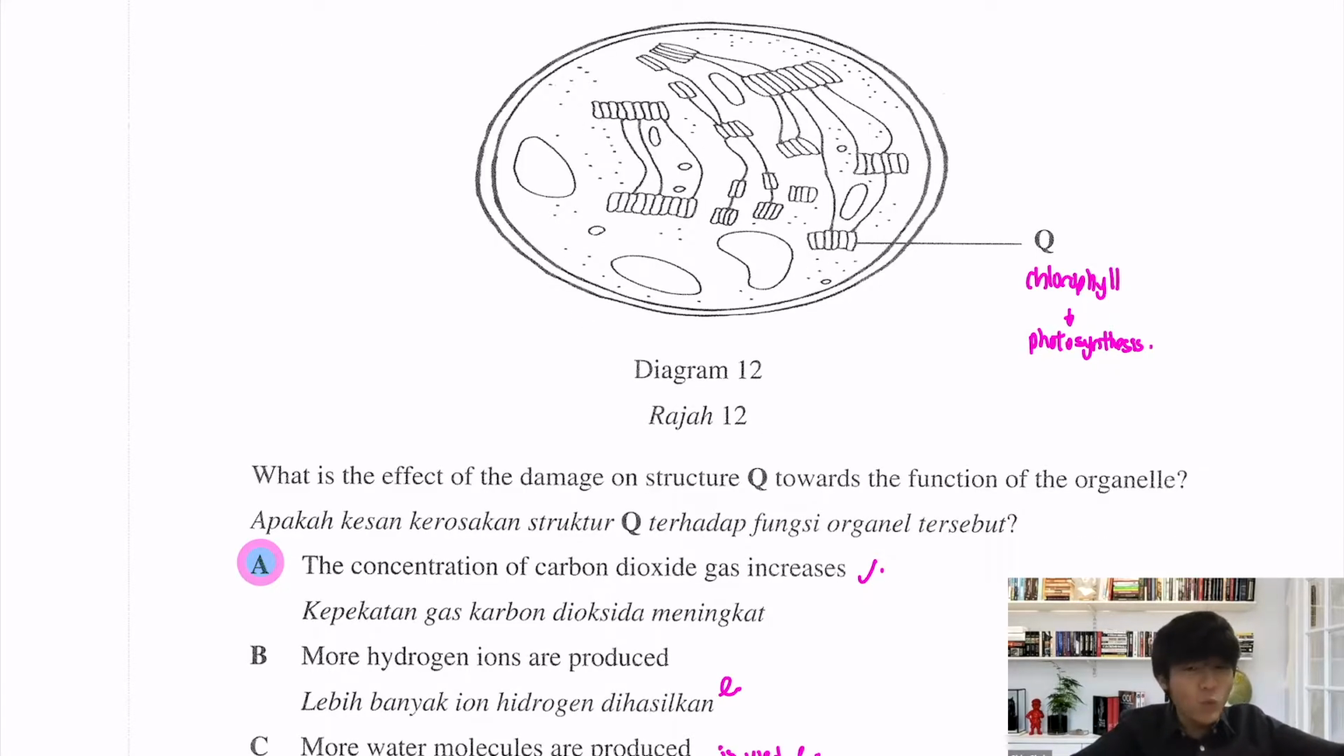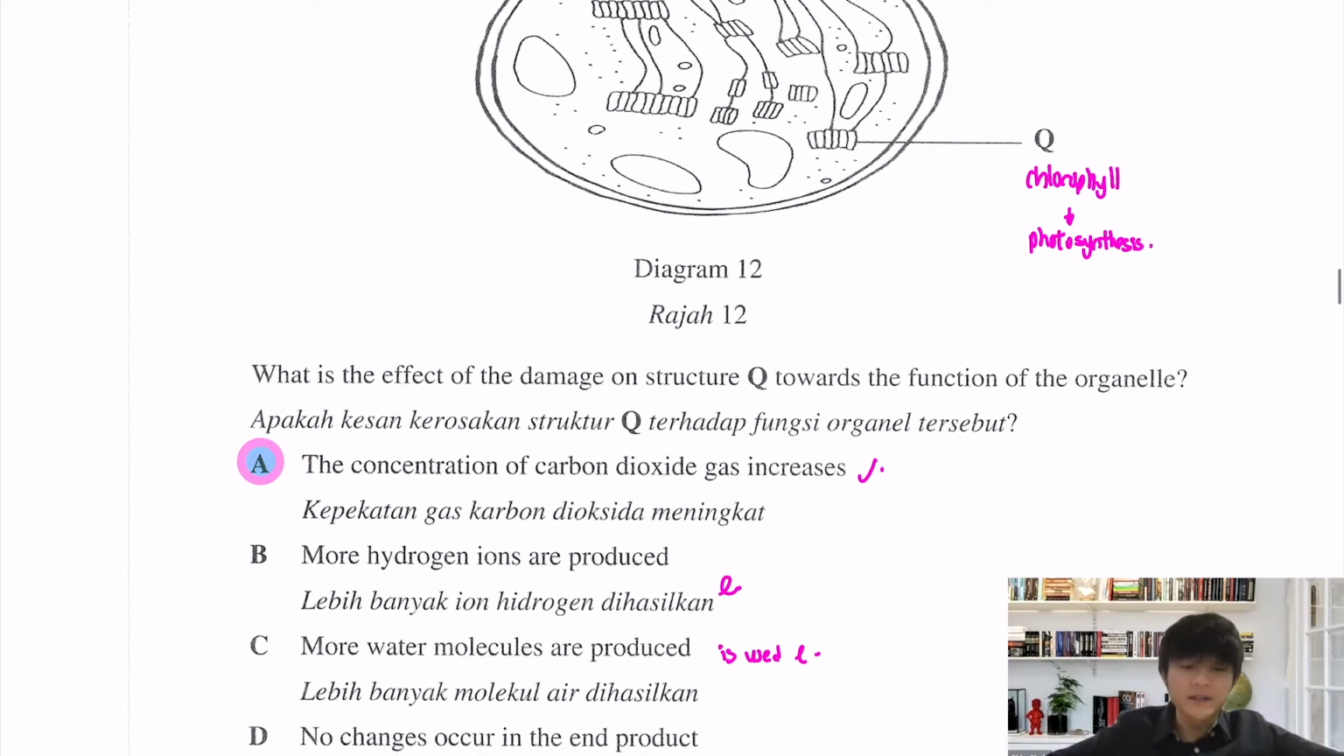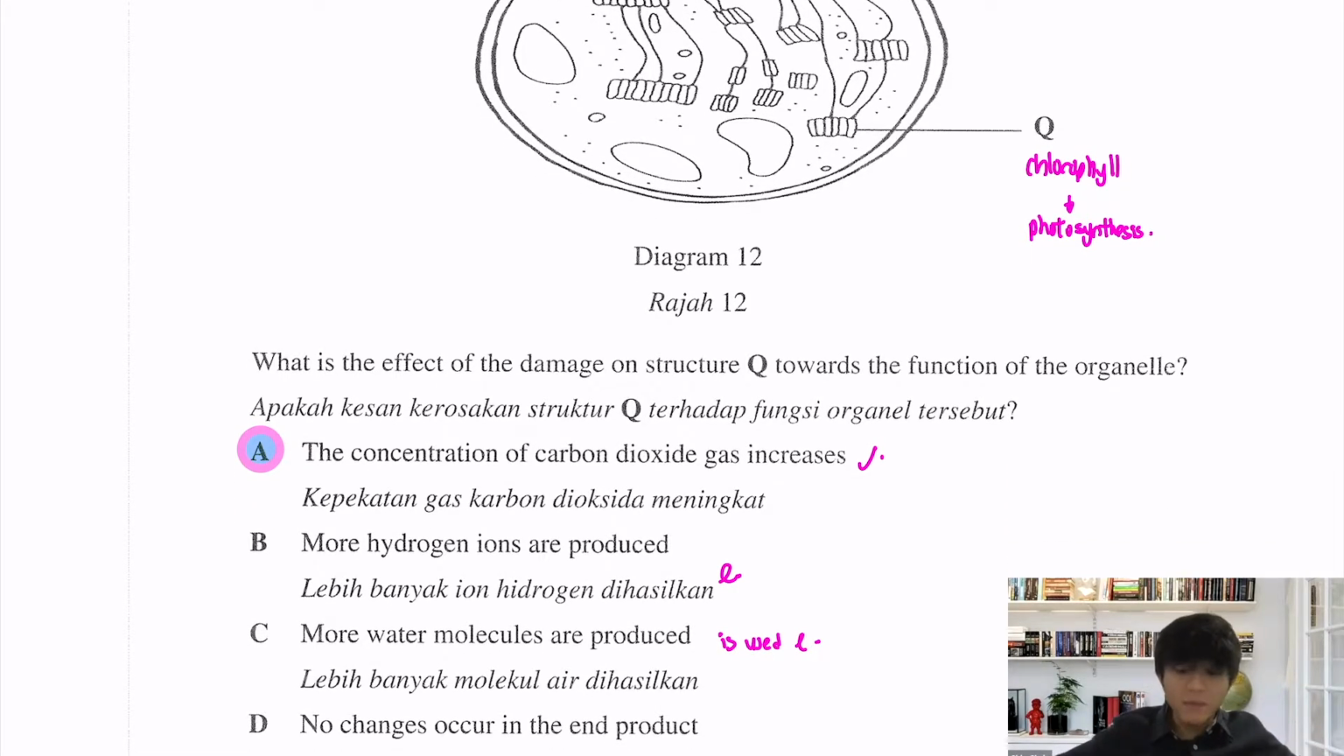So when there is no photosynthesis, what will occur? Oxygen level decreases and the concentration of carbon dioxide in the atmosphere increases. Yes, it does make sense. More hydrogen ions? It doesn't. What does photosynthesis have to do with hydrogen ions? Wrong. More water molecules are produced? By the way, water is used in photosynthesis, it's not produced. No changes occur? You sure about that? So the answer is obviously A.